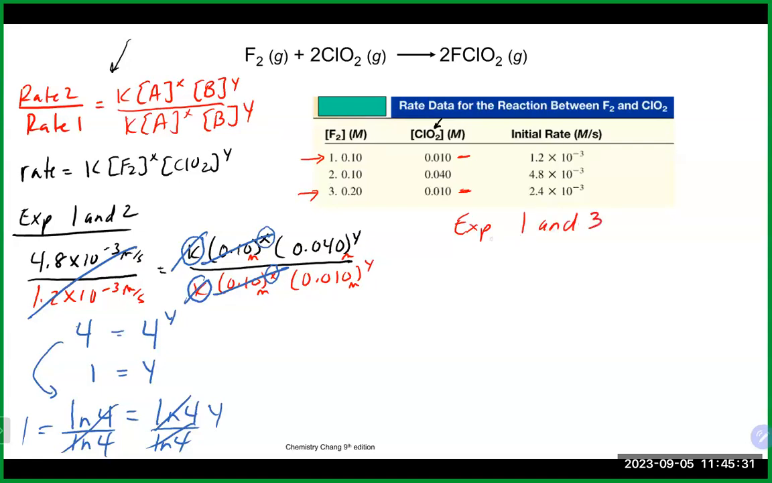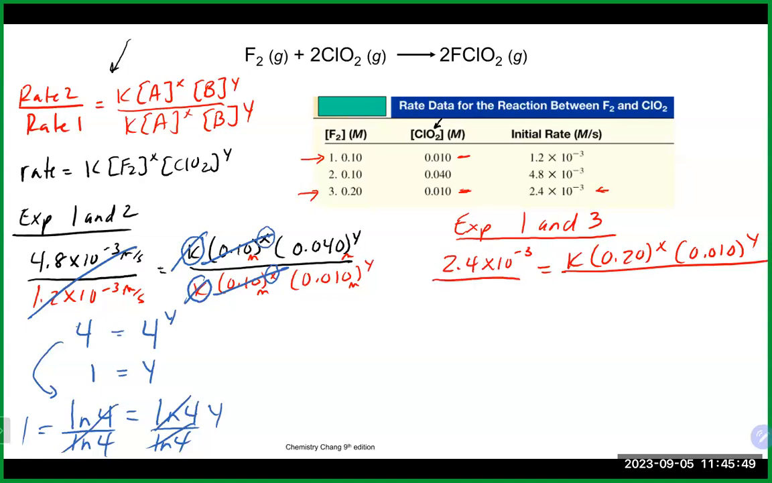And once again, I'm going to choose the larger rate to put on top just to give me more of a whole number. So everything in experiment 3 is going to go up on top: 2.4 times 10 to the minus 3 equals K, 0.2 to the X, 0.01 to the Y. Everything from experiment 1 will go on the bottom: 1.2 times 10 to the minus 3, K, 0.1 to the X, and 0.010 to the Y.